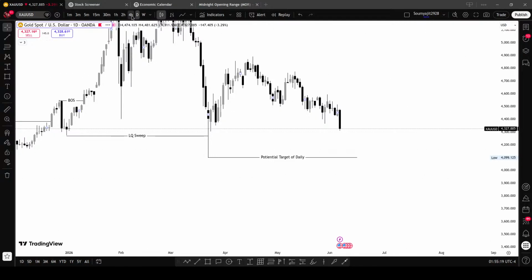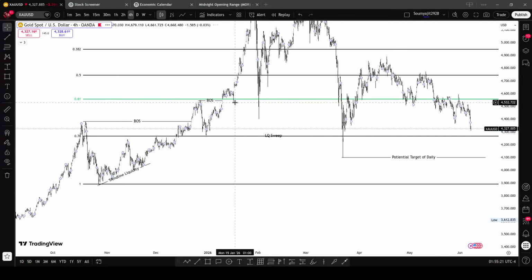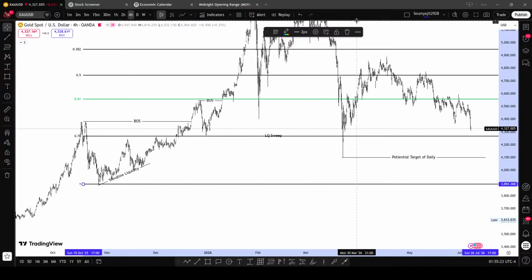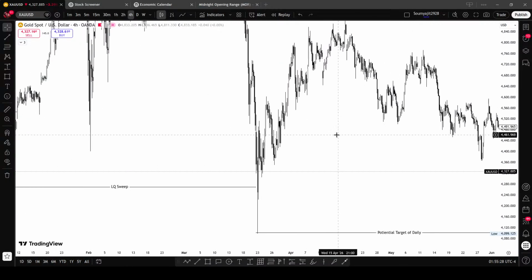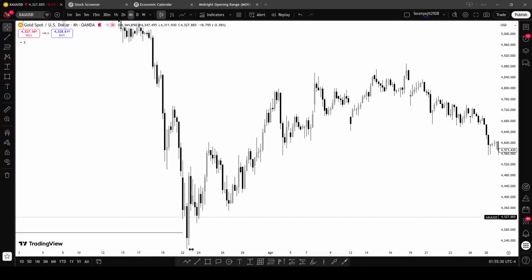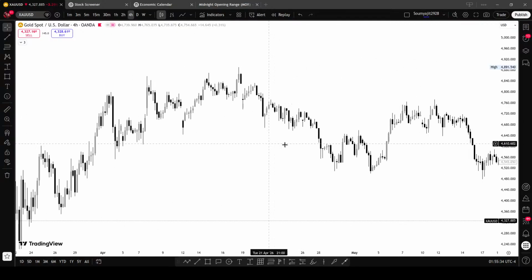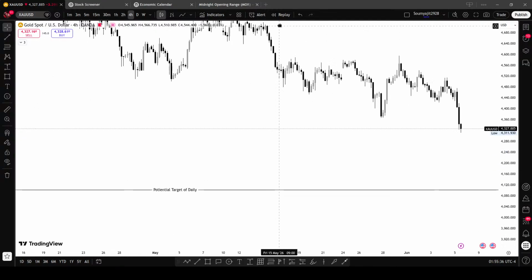Okay, now that this is marked, we'll go to 4 hours. In the 4 hours, let me delete this because this is no longer required for the analysis purposes. So in 4 hours, we can clearly see that we are going higher highs, higher lows till this very area where we shifted bearish and then we started going bearish only.